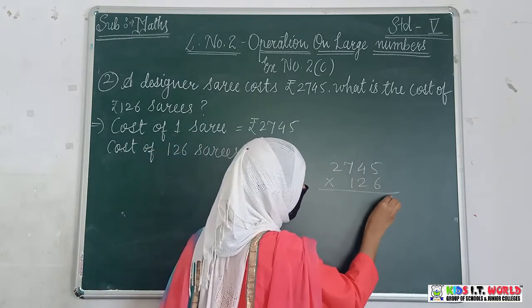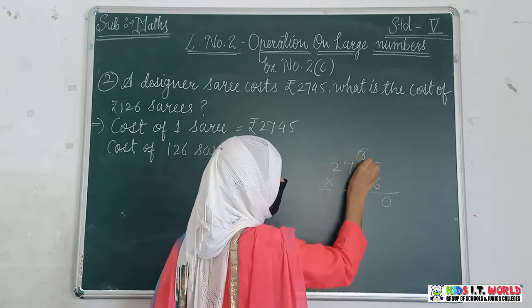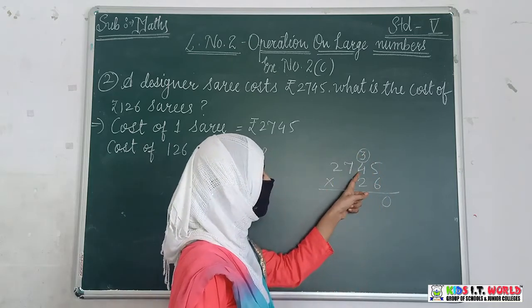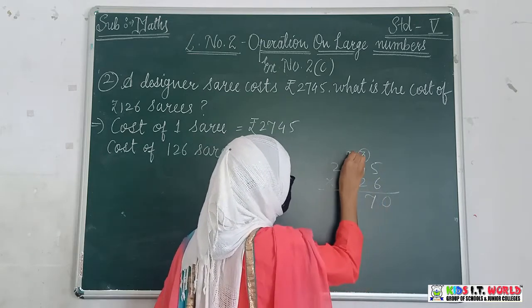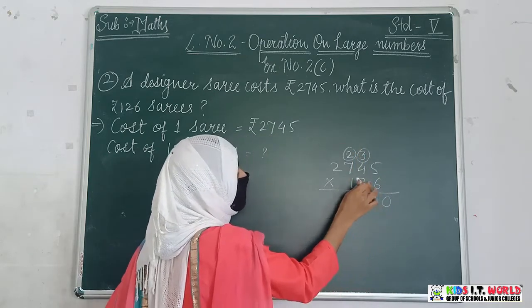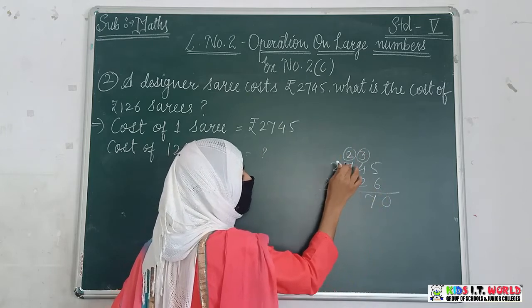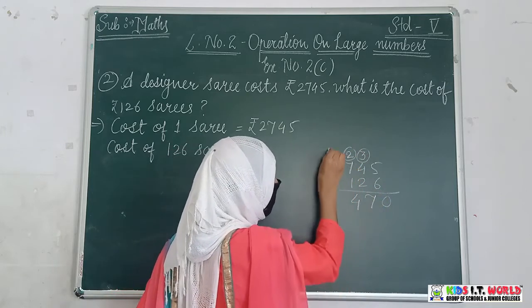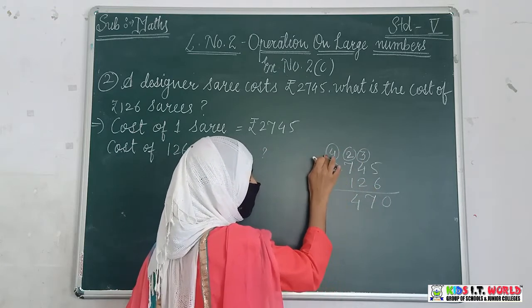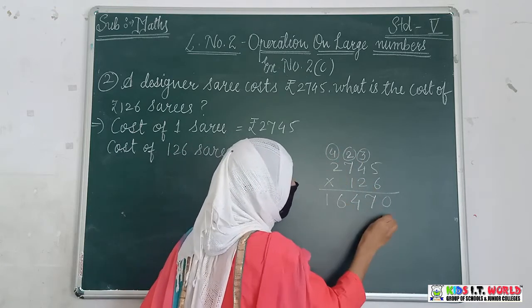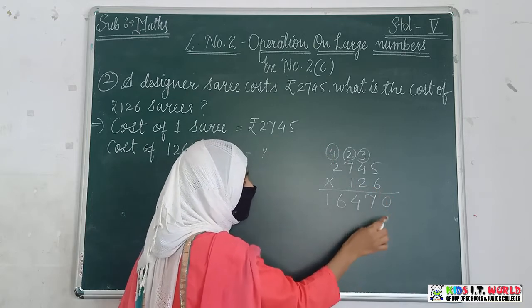6 5s are 30, 3 will be carried here. 6 4s are 24, 24 plus 3, 27, so 2 will be carried here. 6 7s are 42, 42 plus 2, 44, 4 will be carried. 6 2s are 12, 12 plus 4, 16. Multiplication with the first multiplier is over now.